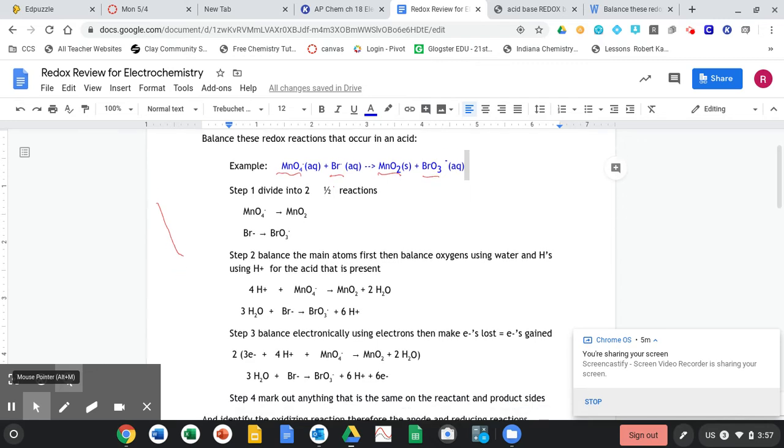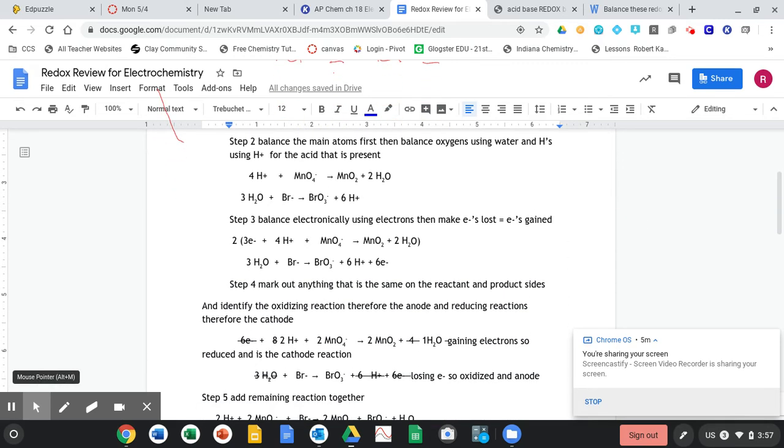And then step 2, now you have to balance the main atoms first. So 1 manganese on each side is what we need. And then we're going to balance oxygens using water and hydrogens using H+, because that's what acids bring to the table when they're in acid solution.